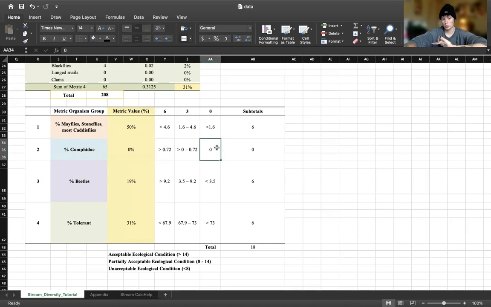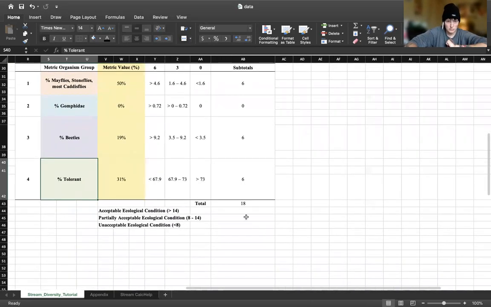0 got a score of 0. Beetles was 19%, so I gave it a score of 6 because it was greater than 9.2. And then for the last metric group, the tolerant species, the metric value is 31%, which gave it a score of 6 because it was less than 67.9. All right. So you want to sum all of those scores up, and that's going to give you your way of ranking it in ecological health.